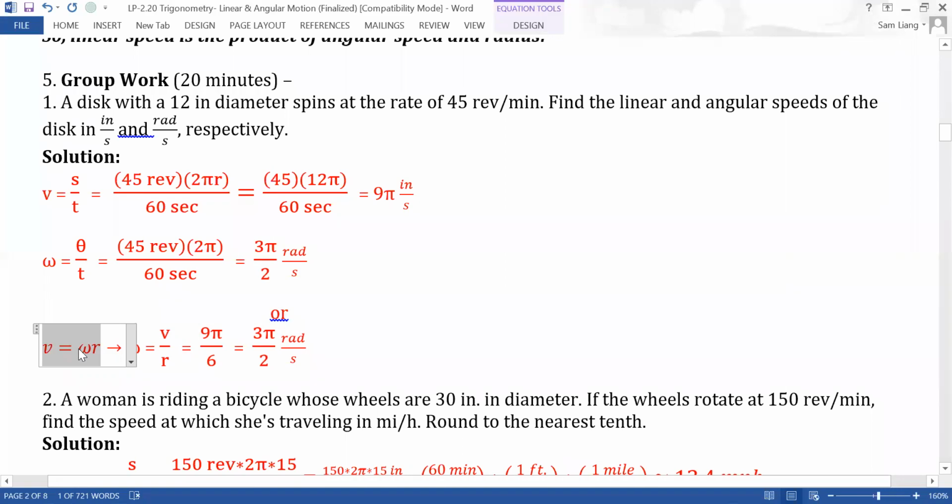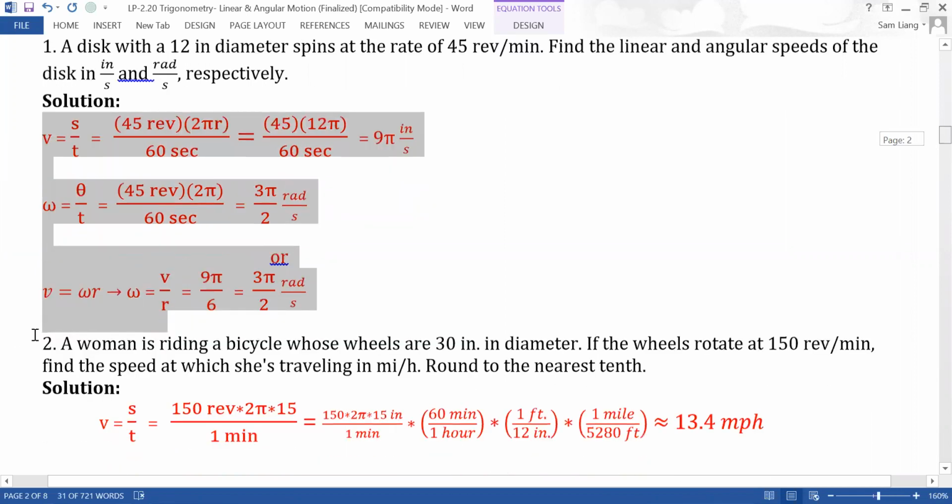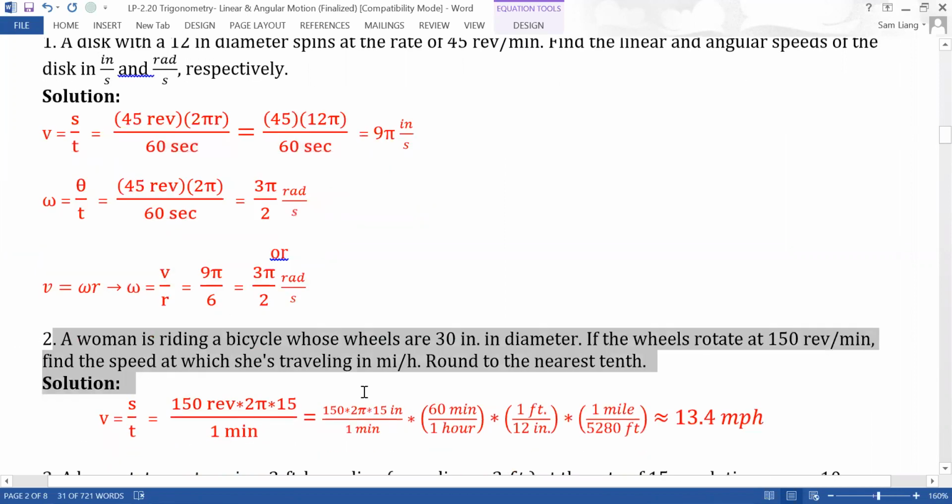Okay, does anyone still need this solution? No? Okay. If not, then can someone read question 2, please? A woman is riding a bicycle whose wheels are 30 inches in diameter. If the wheels rotate at 150 revolutions per minute, find the speed at which she's traveling in miles per hour. Round to the nearest tenth. All right, thank you for that.